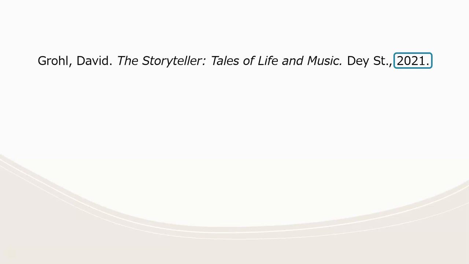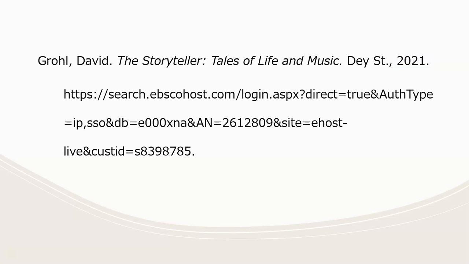Finally, we include the date of the publication at the end of the citation, followed by a period. The date of publication is included for similar reasons as the publisher, to help determine the edition of the book. But what about ebooks? Well, for an ebook, you use all of the information just discussed, but you also include a URL. This goes after the period at the end of the publication date.